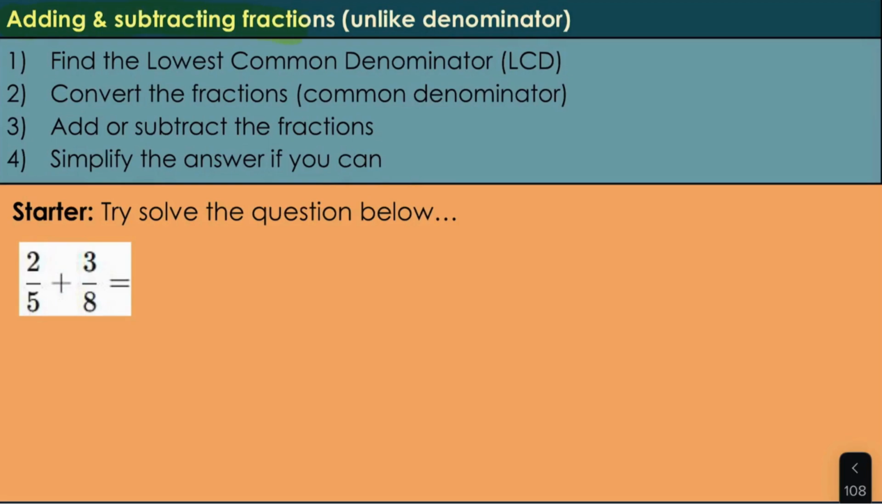Learn how to add and subtract fractions when we have unlike denominators. That means the numbers at the bottom are different. We'll follow these 4 steps. First, start a question. Try and solve the question below.